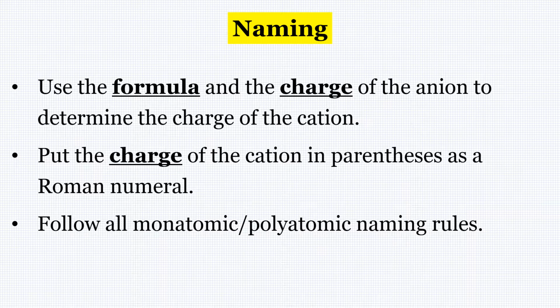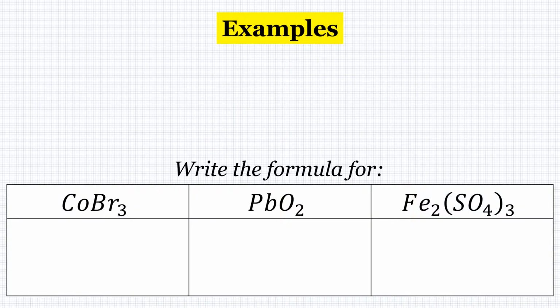Now when we do naming, we use the formula and the charge of the anion to determine the charge of the cation. We put the charge of the cation in parentheses as a Roman numeral. And we'll do a couple of examples here in a minute that will help clarify this. And then, of course, we follow all of the monatomic and polyatomic naming rules. So let's look at 3 examples here.